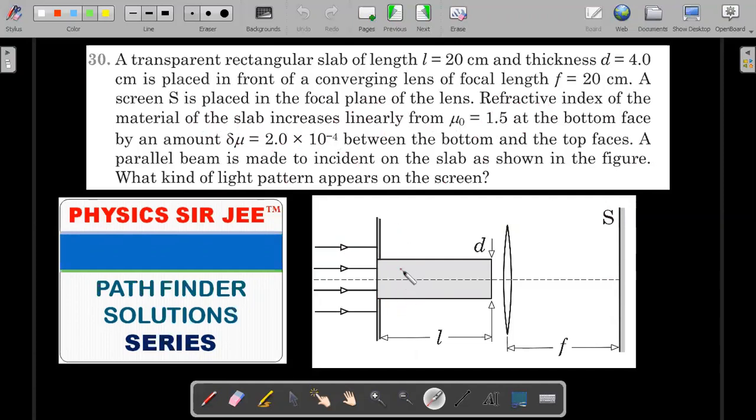So there's a mu which is variable in this y direction. A parallel beam is made to be incident on this particular slab, and the question is what kind of pattern appears on the screen.